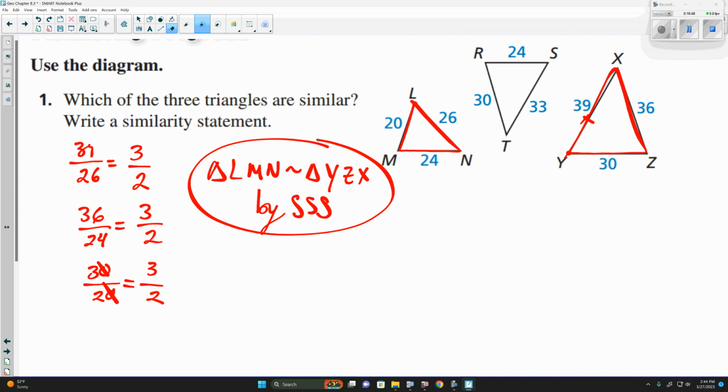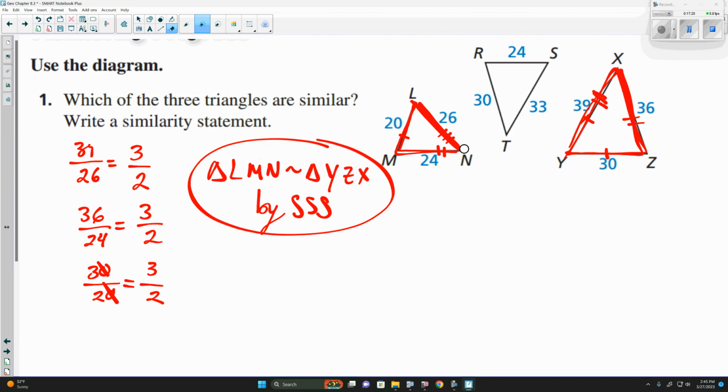Writing the similarity statement. Now what we could have done is matched up the corresponding or similar sides. So I gave the smallest side 1, middle side 2, biggest side 3. We went 1, 2, 3. Just get a way to match up the sides or angles. Or you could have done it with angles.